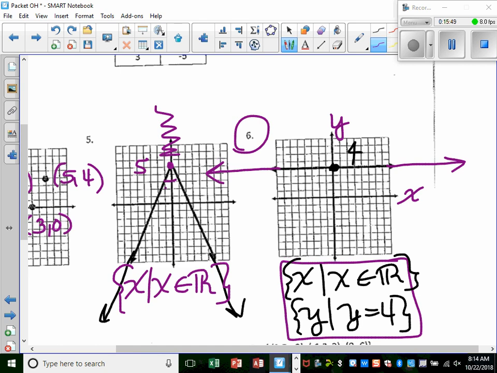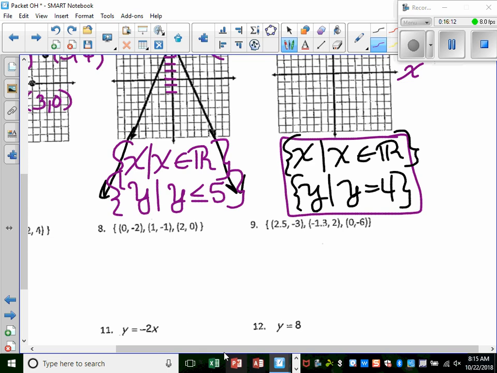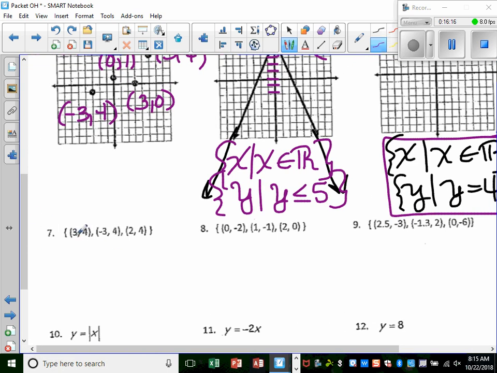And then I got 4, 3, 2, 1, 0, -1. So it's getting smaller. So I'm going to say y such that y is less than or equal to 5. I didn't say greater because the y's are actually getting smaller because it's going down. It's not going up. So you just have to look at the graph and you can tell what's happening with the numbers. All right, so you will finish this page.